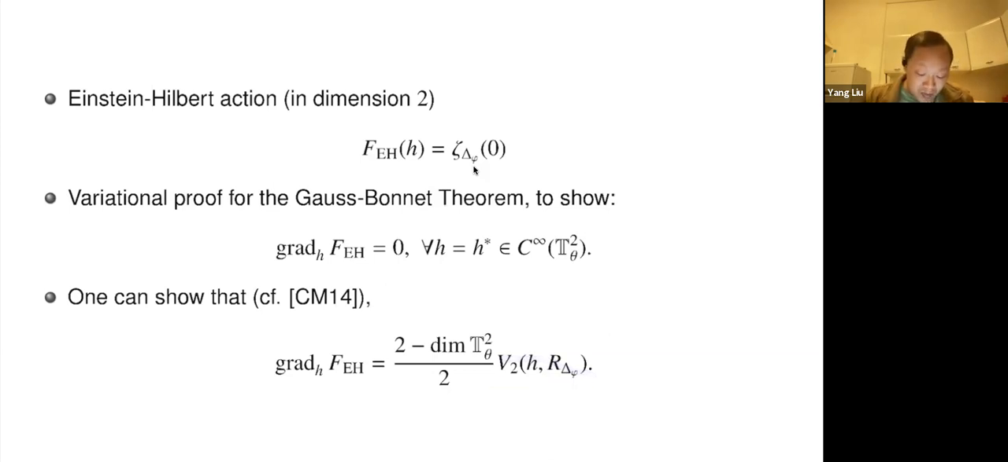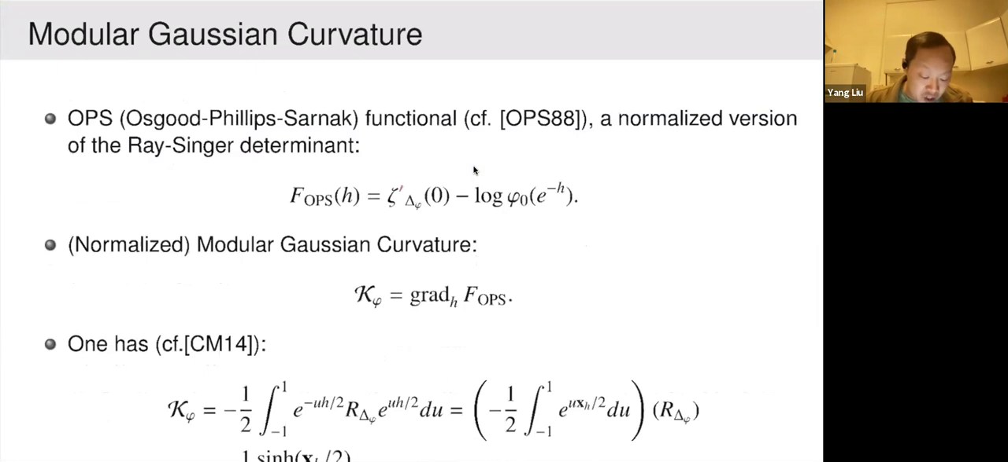So in a way, so we have not yet used any information here for this one, right? So when you consider the variation of zeta function at 0, we can go deeper, to find another functional which is more interesting in terms of the variation.